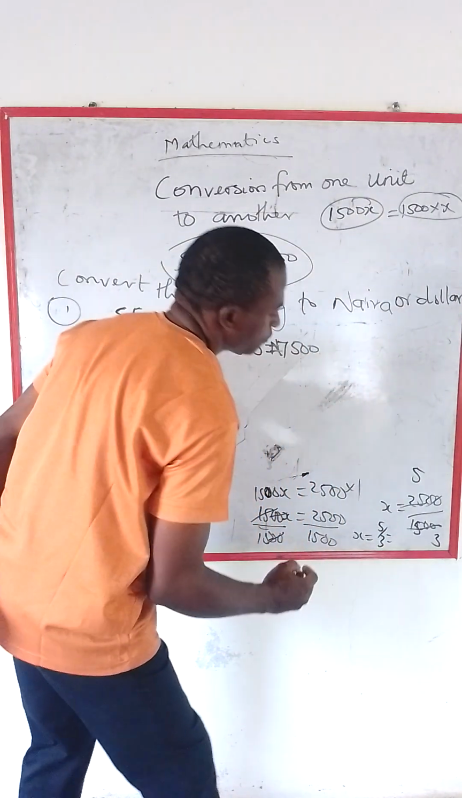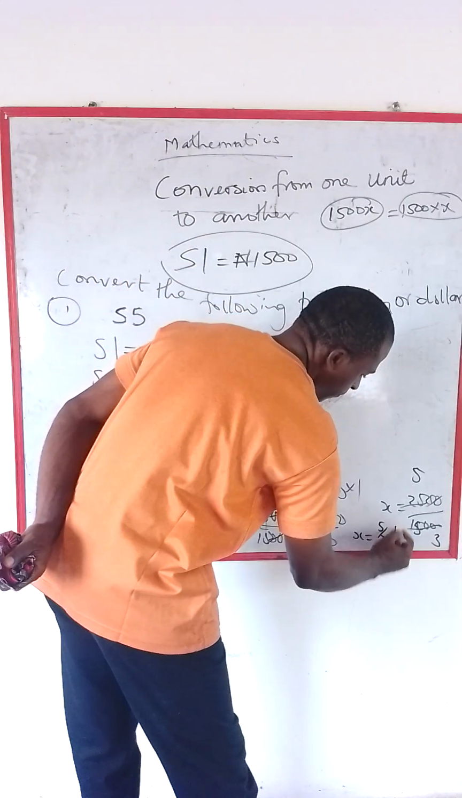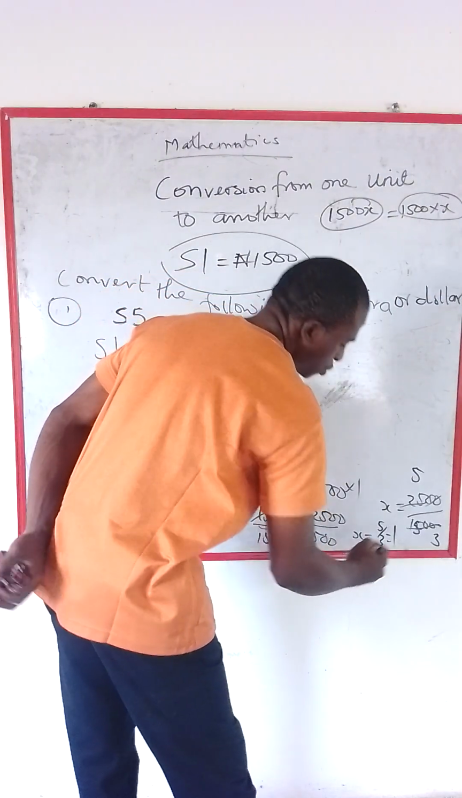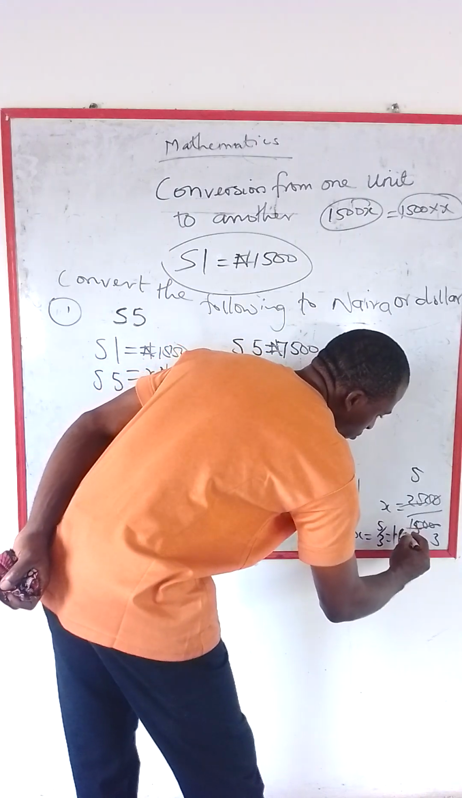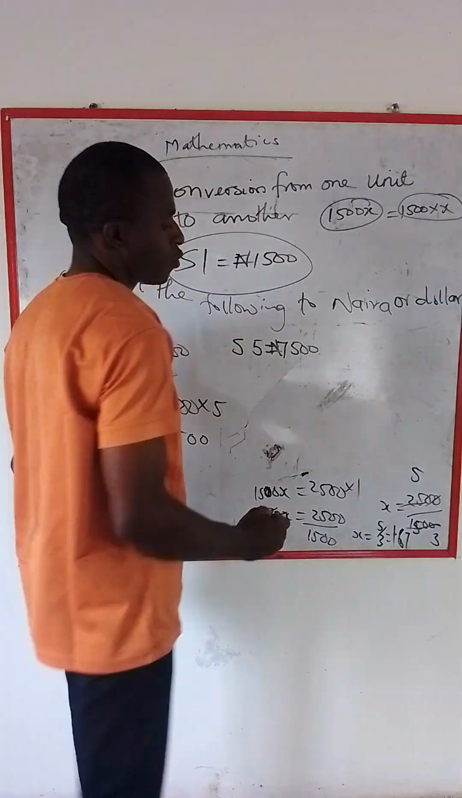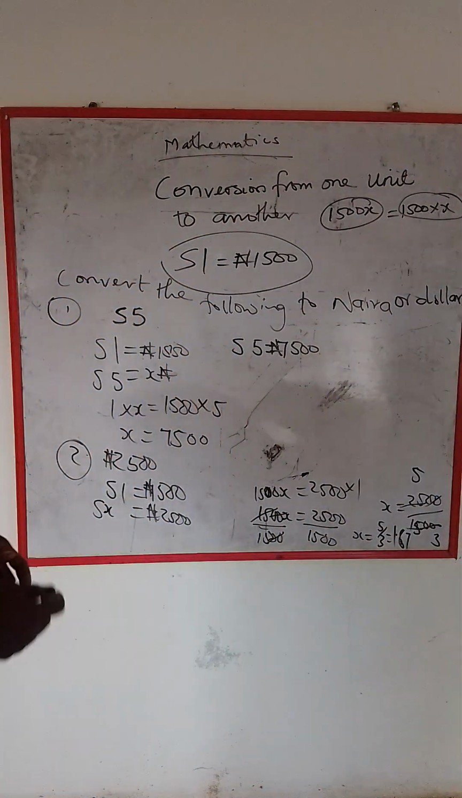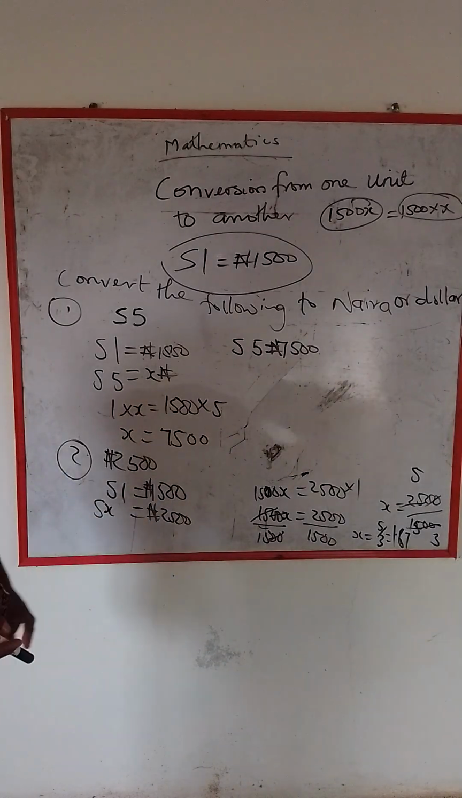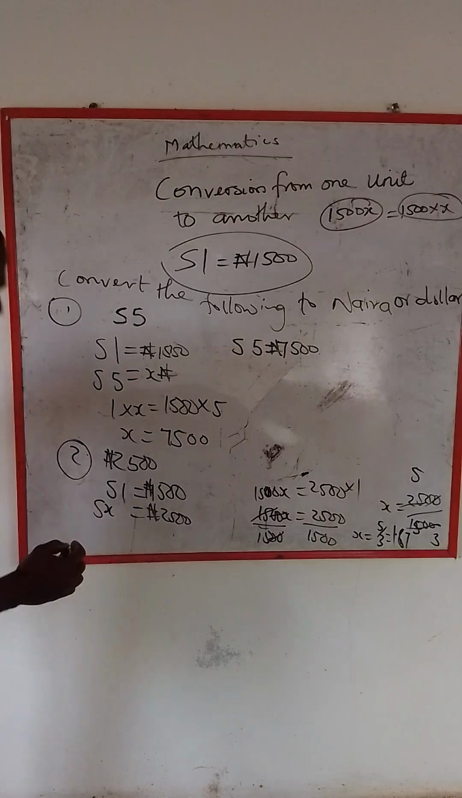When we do that, 3 will go into 5 how many times? 1 time, remainder 2. That 2, we are going to be having continuous 6.666. We can see approximately 1.67. So what we are simply getting is that 2,500 naira is equivalent to approximately $1.67. That's what we have said.